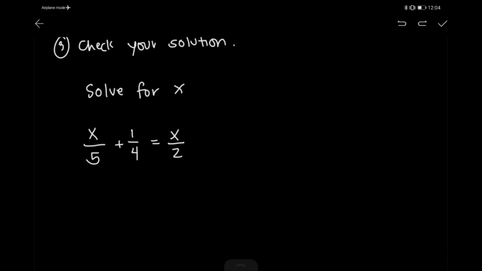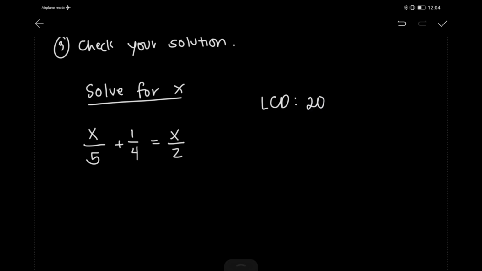Okay, so this time, let us try to solve this given rational equation. We have here x over 5 plus 1/4, which is equal to x over 2. So let us solve for the value of x. The first thing that we're going to do is find the LCD, the least common denominator. We know the least common denominator of this given rational equation is equal to 20.